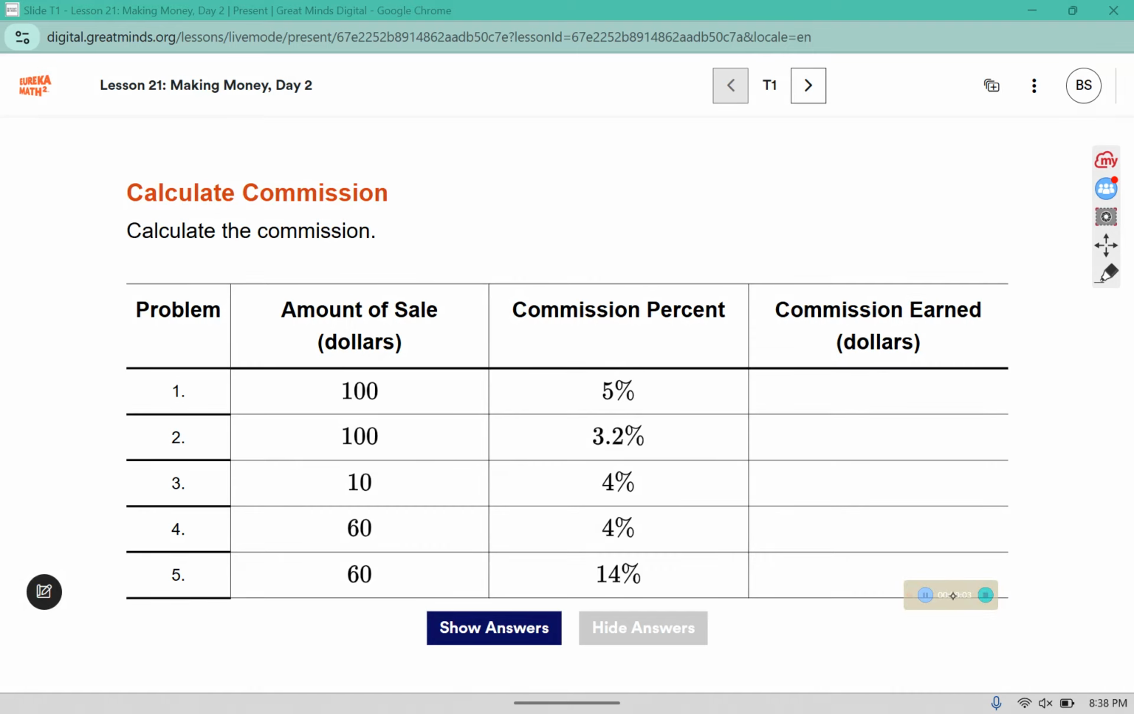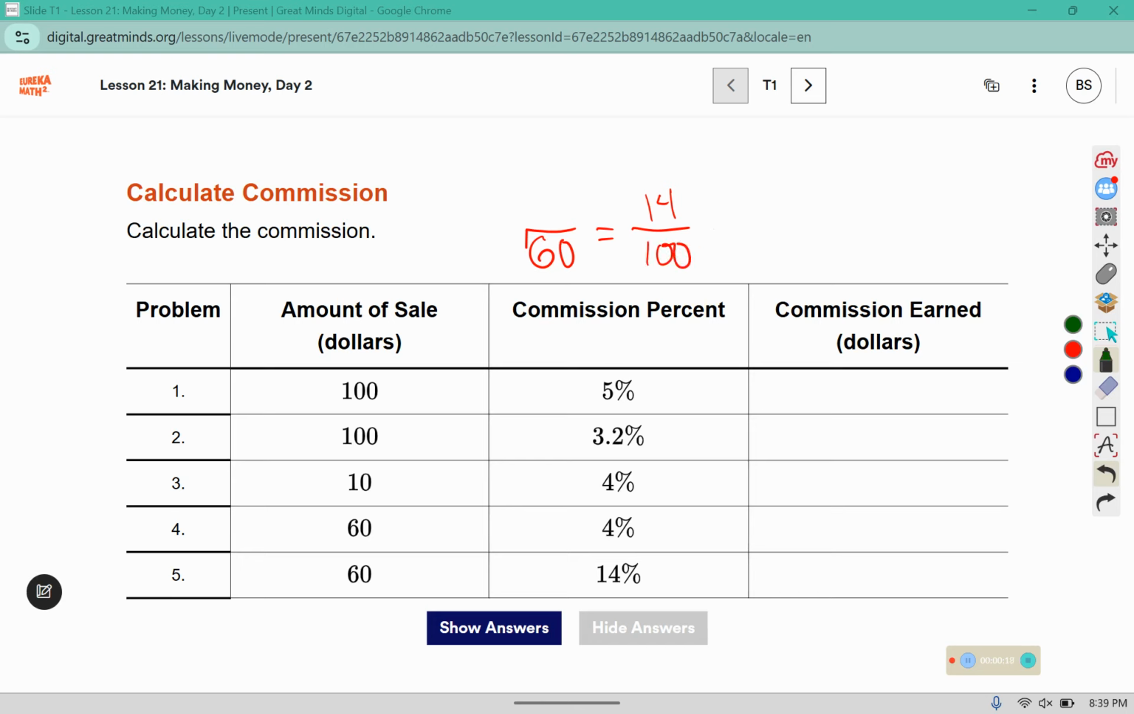Calculate the commission. Remember, commission is when you earn a percentage of how much you sell. So if we sold $60 worth and we earned 14%, we can cross multiply 60 times 14 and then divide by 100, which is $8.40 that you would earn if you sold $60 worth of merchandise.